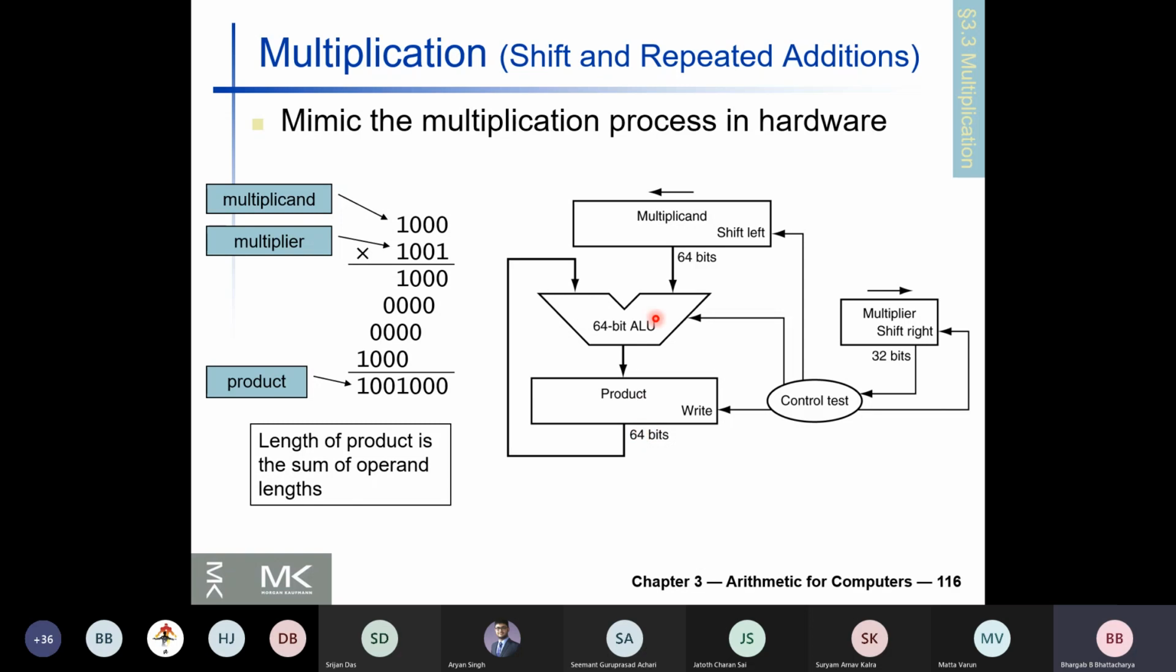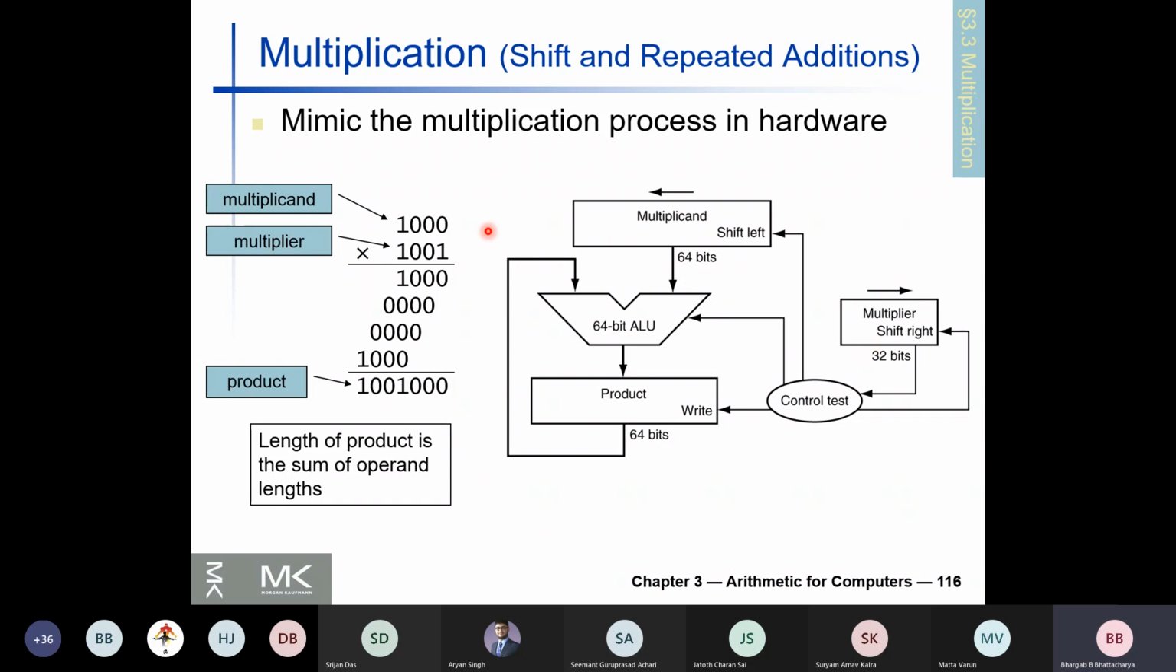So this diagram actually reflects how you can do this. First of all, let us assume that this multiplicand is saved in a register, the multiplier is saved in another register, and the result would be saved in this register. We assume that we have a 32-bit multiplicand and 32-bit multiplier as in MIPS. Let us see how this architecture works.